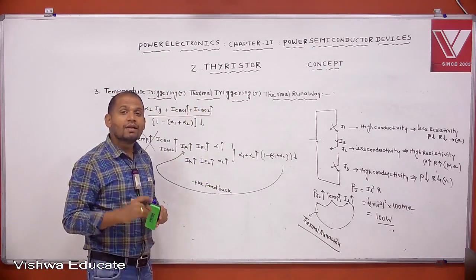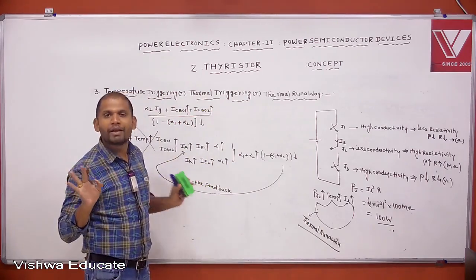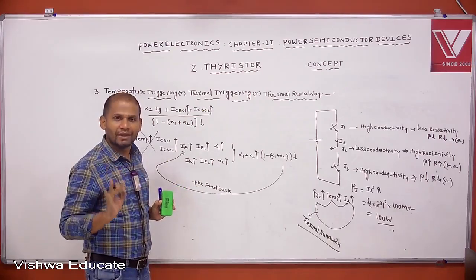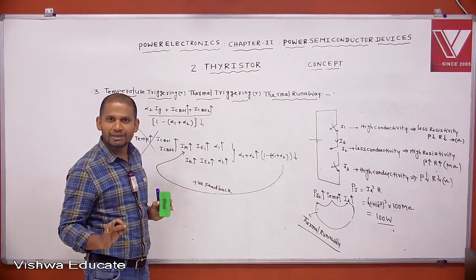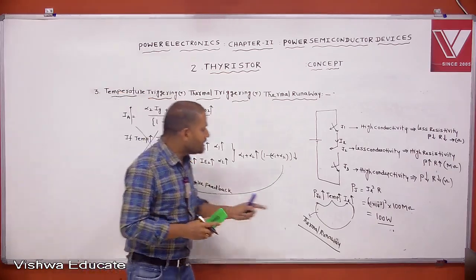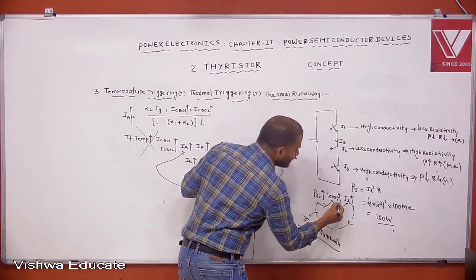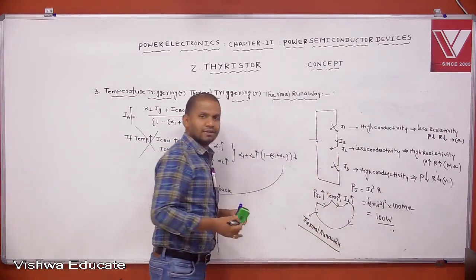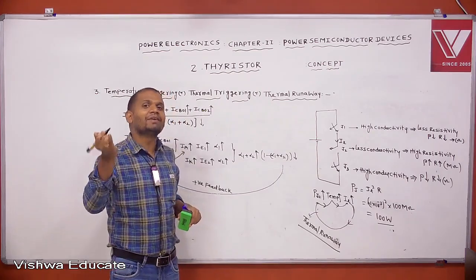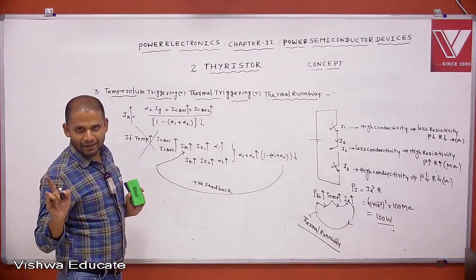But practically, temperature triggering is not allowed, because it causes thermal runaway, a cumulative increase of temperature. Because of that thermal runaway, the SCR may be damaged. IL increases, and this process continues. A cumulative increase of temperature causes permanent damage of the SCR. That's why thermal runaway is not allowed practically.